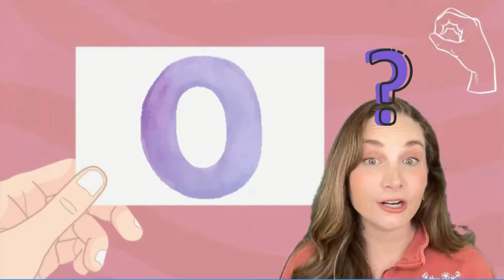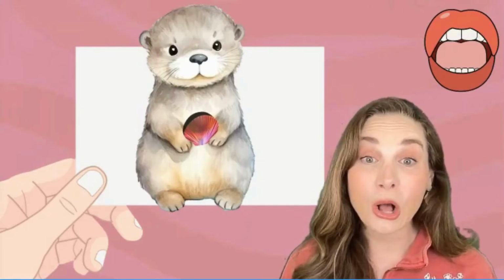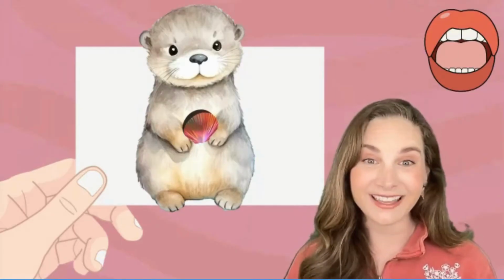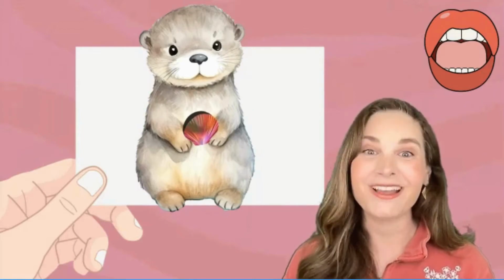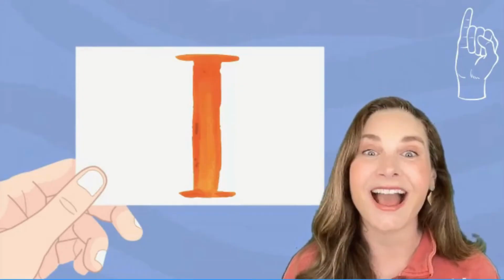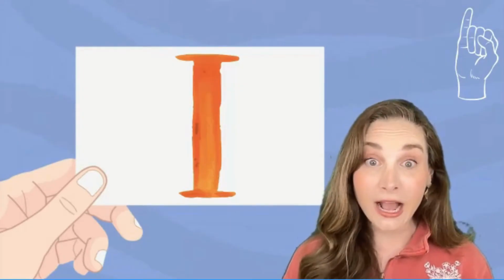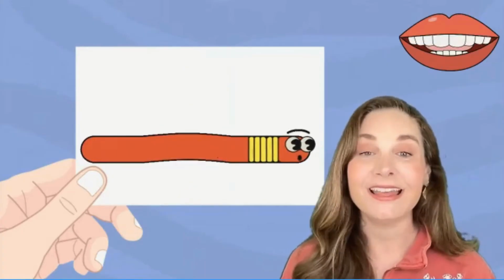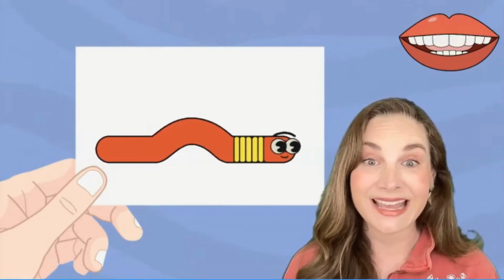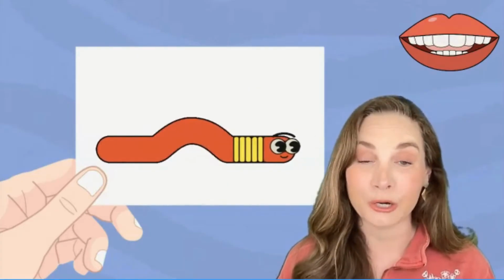This is the letter O. And what does the letter O spell? The letter O spells ah, like in the beginning of the word otter. This is the letter I. And what does the letter I spell? The letter I spells I, like in the beginning of the word inchworm.